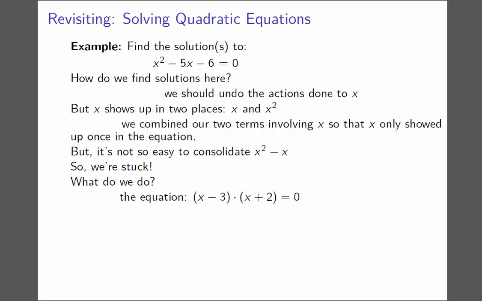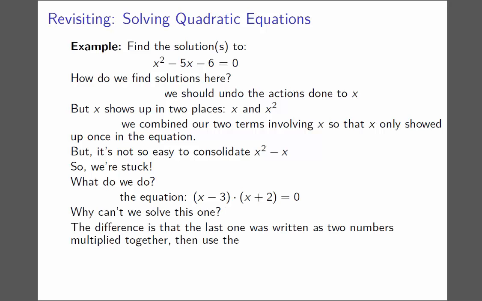Well, we solved the equation x minus 3 times x plus 2 equals 0. Why can't we solve this one? The difference is that in the last one, we wrote it as two numbers multiplied together, x minus 3 and x plus 2. Then we used the zero product property. Moving forward, we'll call the numbers that we multiply together factors.